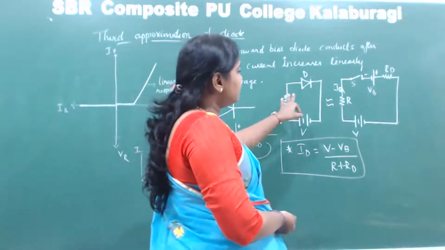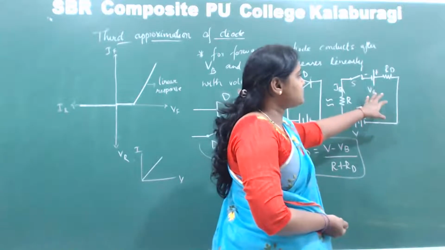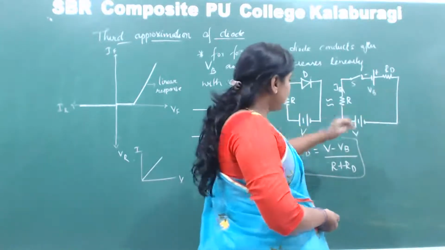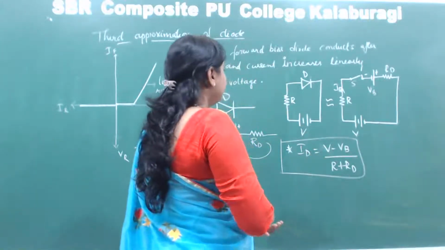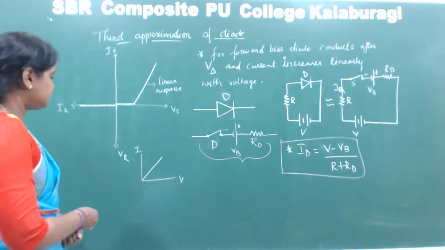This circuit, with the diode replaced by a switch, barrier potential and RD, has to be written. And this expression for ID is also very important. Okay.